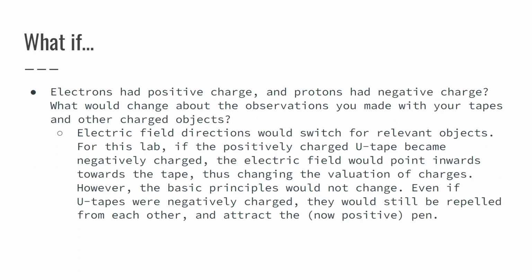Now, the two questions posed for the what if: what if the electrons have positive charge and protons have negative charge? Basically, the electric fields will point in opposite directions. So for this lab, the positively charged U tape would become negatively charged and the electric field would point inward. However, the basic principles of attraction would not change. Even if U tapes were negatively charged, they would repel and then they would attract the now positive pen.